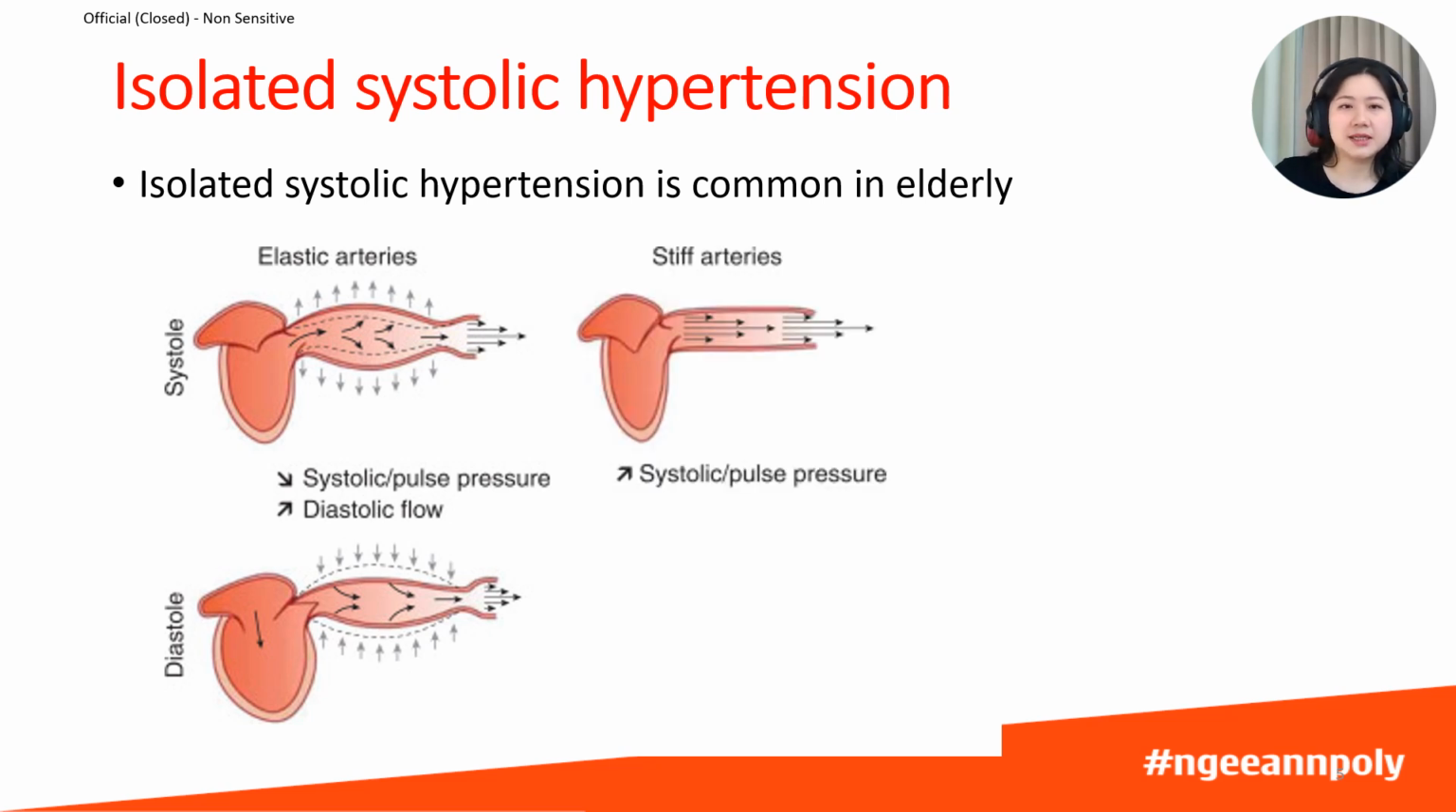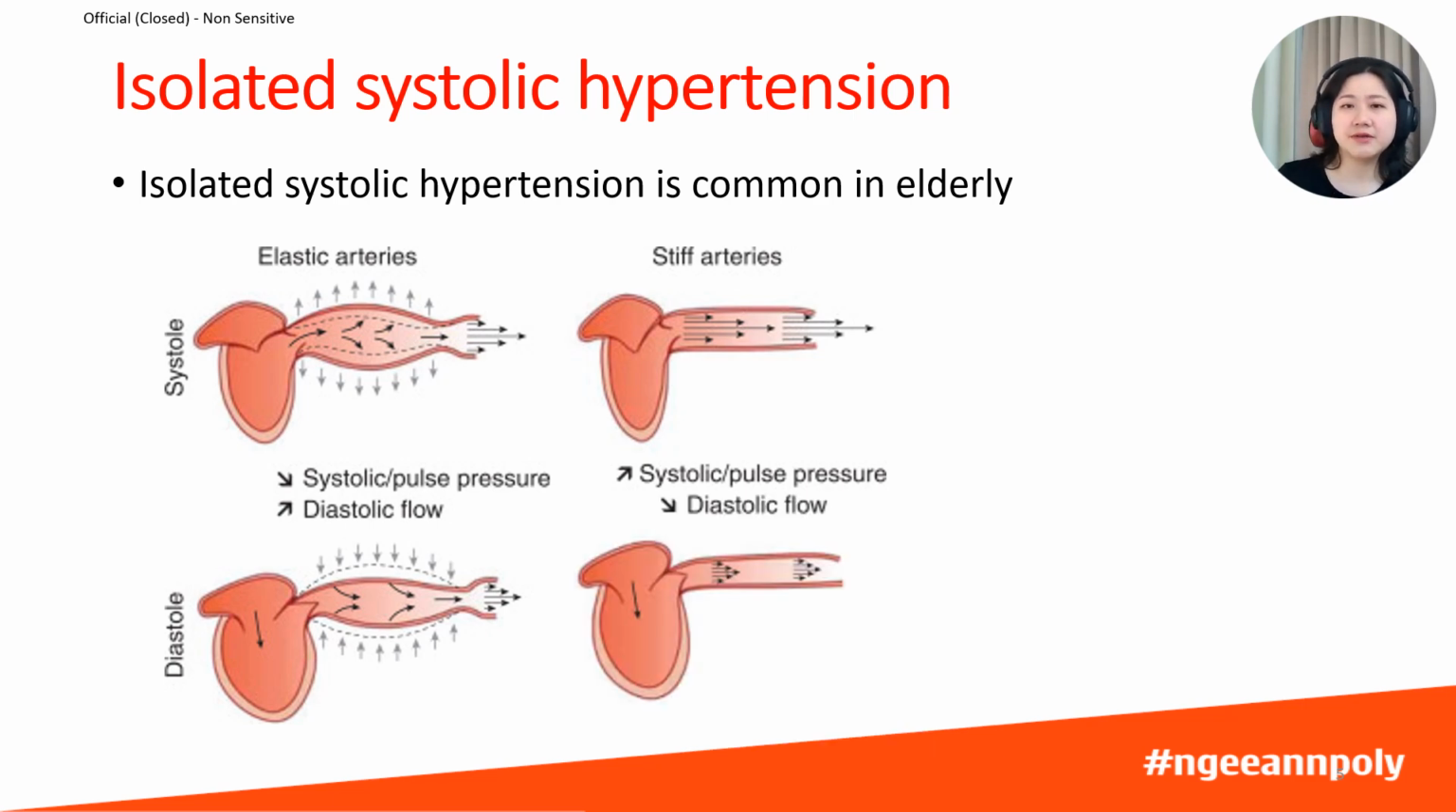In aging, the arteries become more stiff. So during systole, the stiff arteries will not be able to expand to absorb some of the pressure. This results in a high systolic blood pressure. During diastole, there is also no elastic recoil to help to push the blood forward, so the diastolic blood pressure would usually be low.